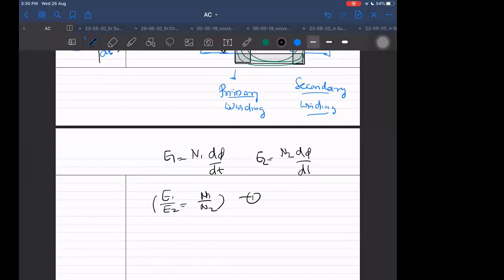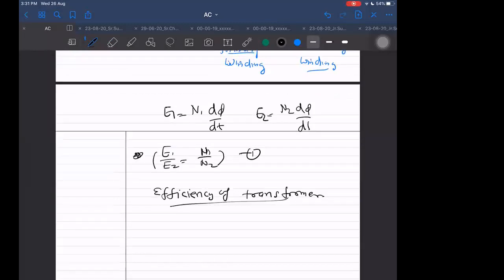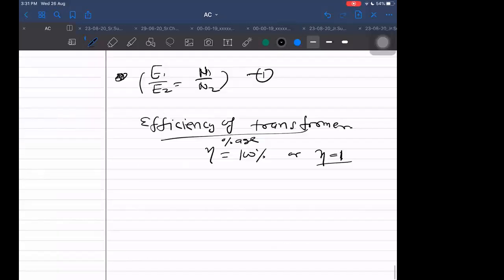Another equation we are having is based on the efficiency of the transformer. If a transformer is 100% efficient, if efficiency is 100% or eta is equal to 1 in percentage, this is percentage efficiency, this is just a unit efficiency, 1 unit.